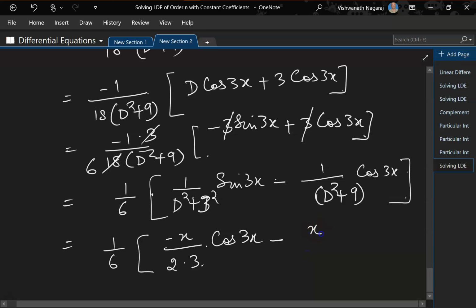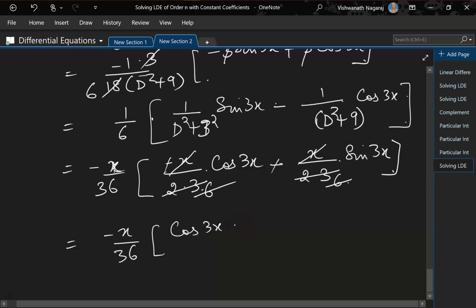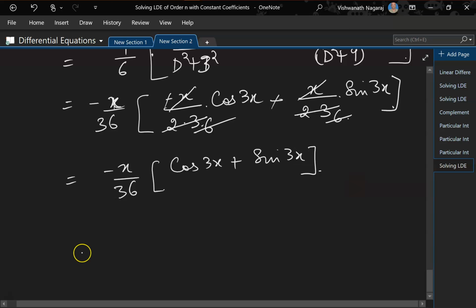Okay, and this would become cos 3x, and in this case it is cos 3x, so x by 2 times 3 sin 3x. Now this becomes 6, this becomes 6, this we can take it out, so this becomes 6 6 36. This x and this x with the minus we can take it out, so minus x. So we are left with minus x by 36 times cos 3x plus sin 3x. Yes, this is our particular integral.